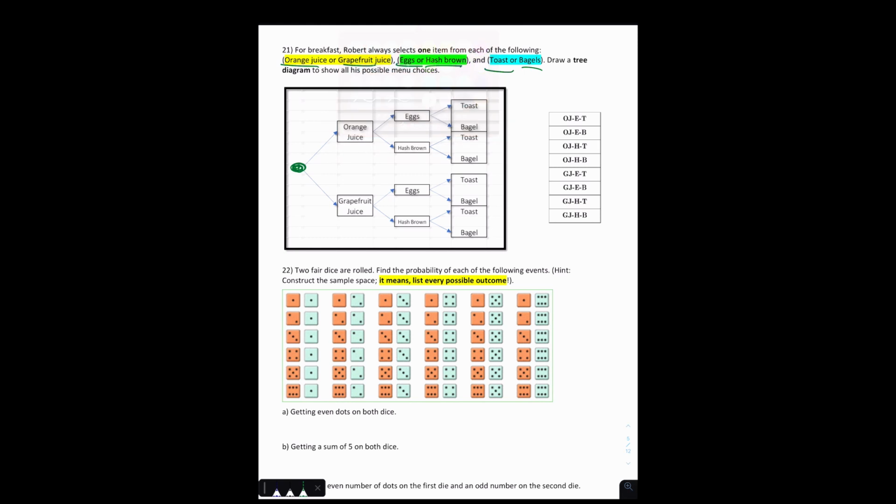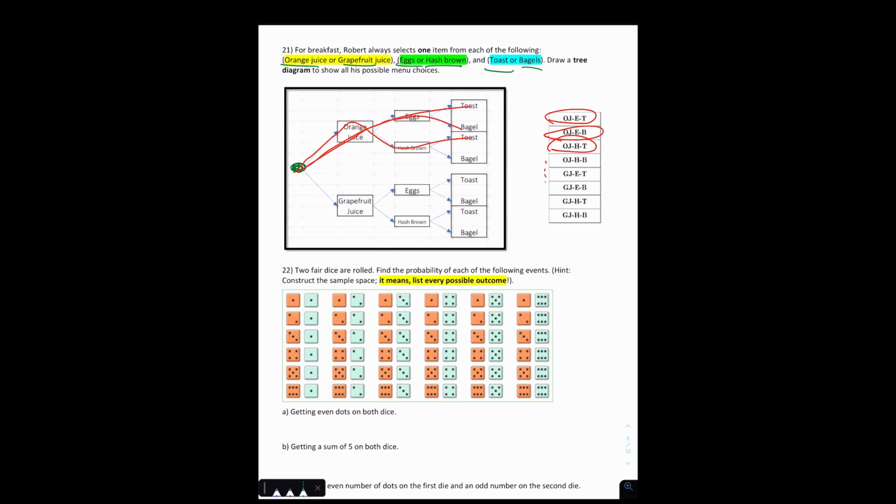So if I use the red color, the first one is orange juice, eggs, and toast. The second one will be orange juice, eggs, and bagel. The next one will be orange juice, hash browns, and toast. And so on and so forth. So that's how you construct the tree diagram for number 21.